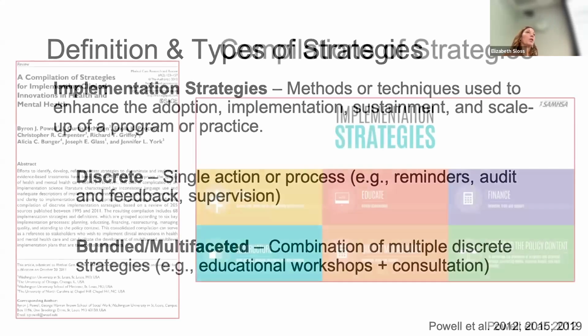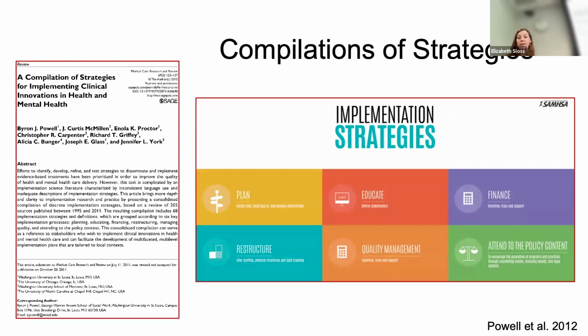So how do we know what strategies to use or what are implementation strategies? There's a kind of a body of literature, and I'm really just going to do two slides that I would say are really on the evolution of what are implementation strategies. This is an early article from Byron Powell's group, and they have 6 categories of implementation strategies. And these big buckets are plan, educate, finance, restructure, quality management, and attend to the policy content. So that's kind of where we started in implementation science with implementation strategies.